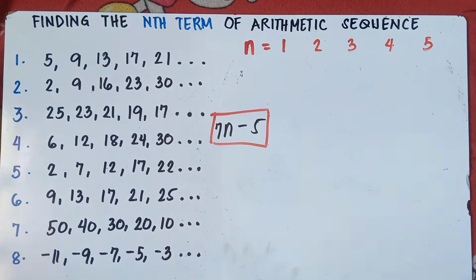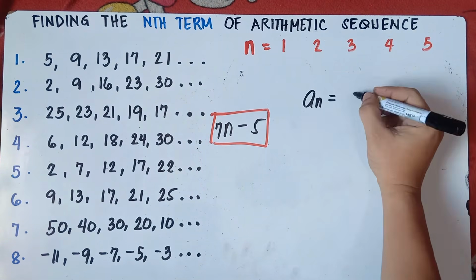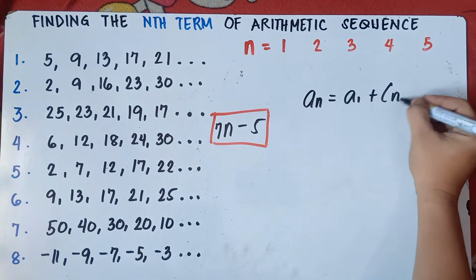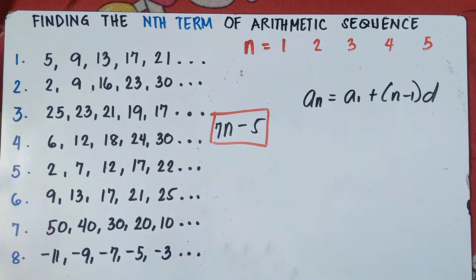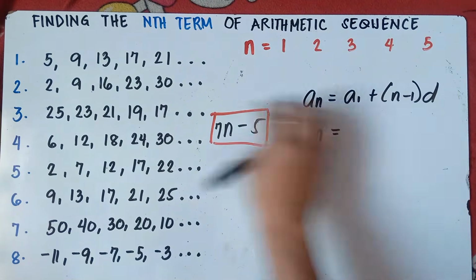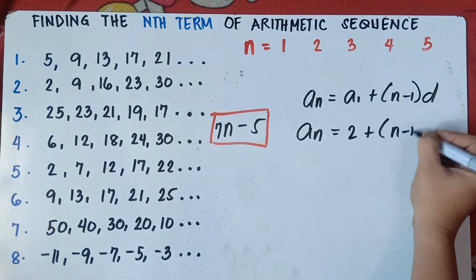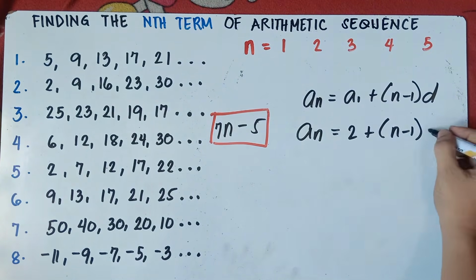Alright, so let's try to use the arithmetic sequence formula. Let's check if we get the same answer. A sub n equals first term plus n minus 1 times the common difference. So we are looking for the general term or the equation. So first term is 2 plus n minus 1, and the common difference a while ago is 7.